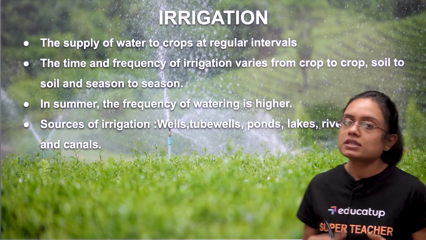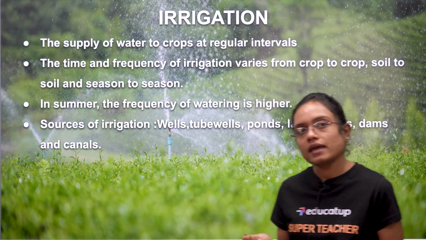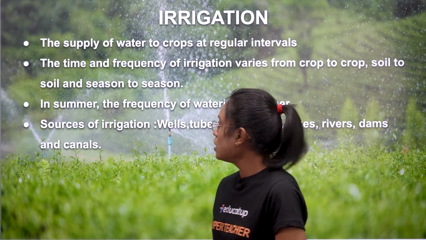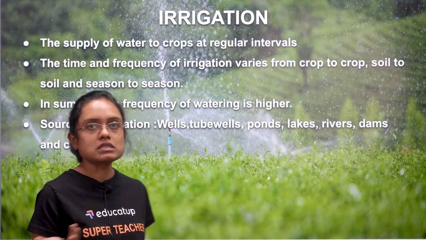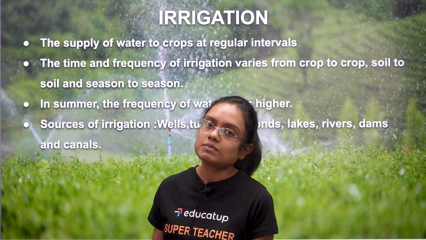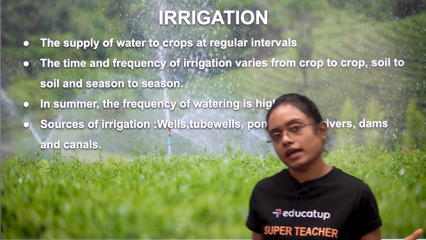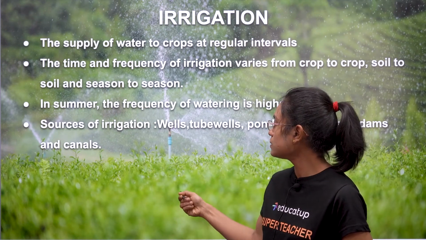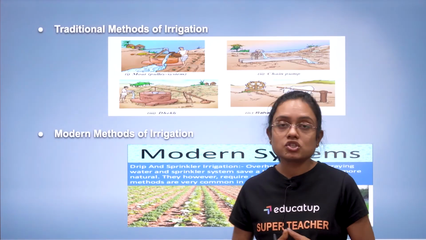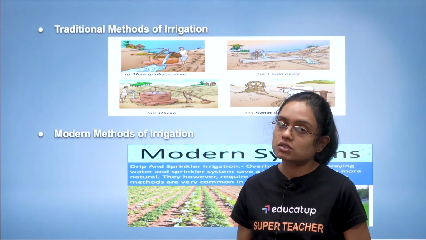In summer, the frequency of watering the crops is obviously high. Then sources of irrigation are like wells, tube wells, ponds, lakes, rivers, streams, canals. जहाँ से भी farmer पानी ले सकते हैं वो लेते हैं, and they provide irrigation to their crops. Let's move ahead. Now, traditional methods of irrigation and modern methods of irrigation.